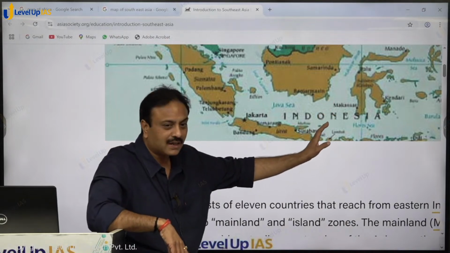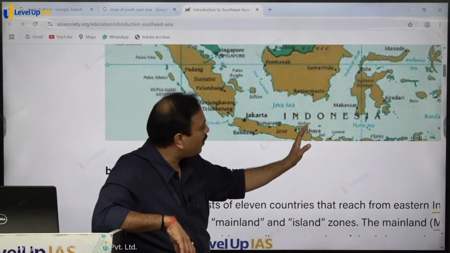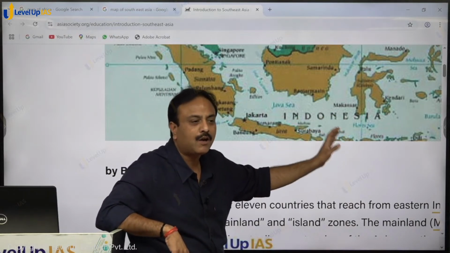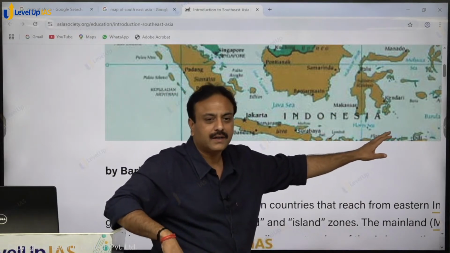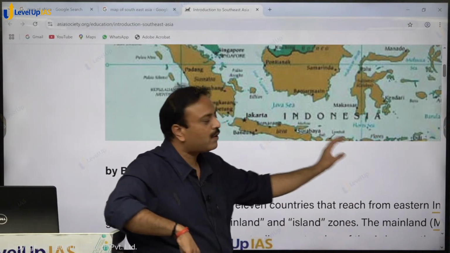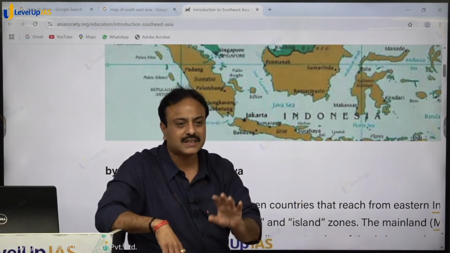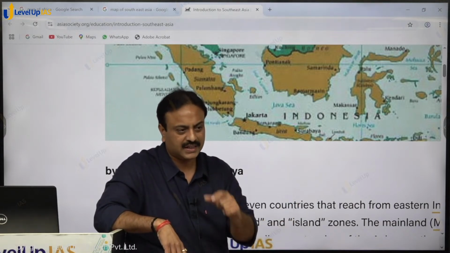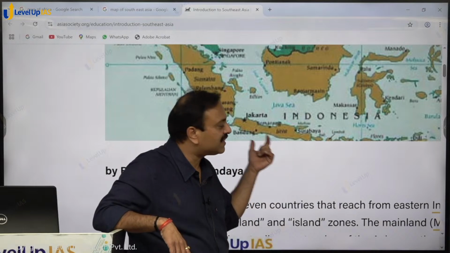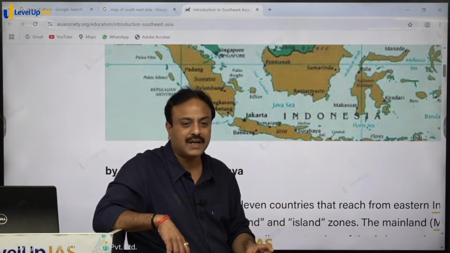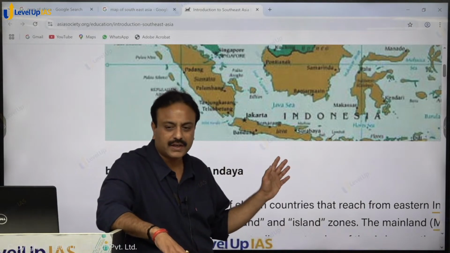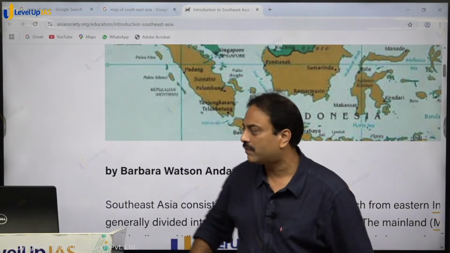जिसको देखने घूमने बाली जा रहा, separated from Jakarta. After Bali, the next island is Lombok. After Lombok, the next island is Roti. And so, because it is a chain of islands, Indonesia is called the largest archipelago of the world. Archipelago is a chain of islands. This is the largest chain of islands, even the largest group of islands. No other group of islands in the world has so many islands as Indonesia. So it is called the largest archipelago of the world.